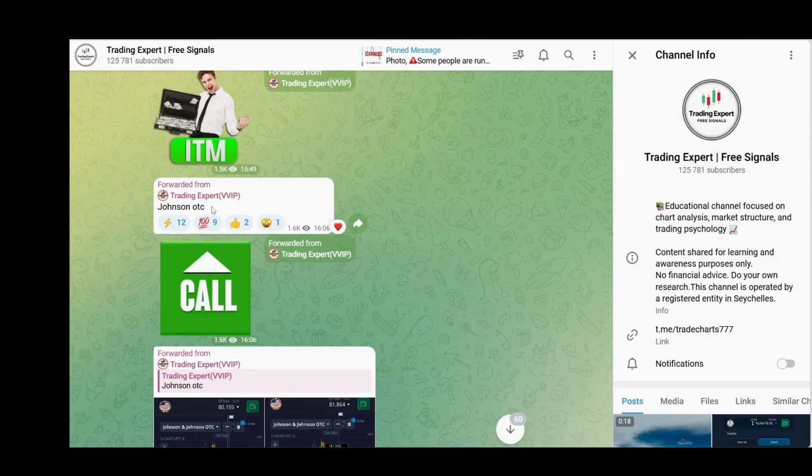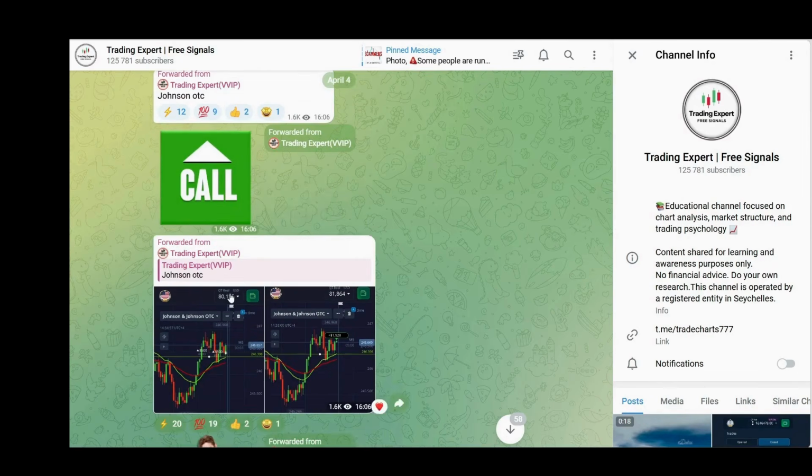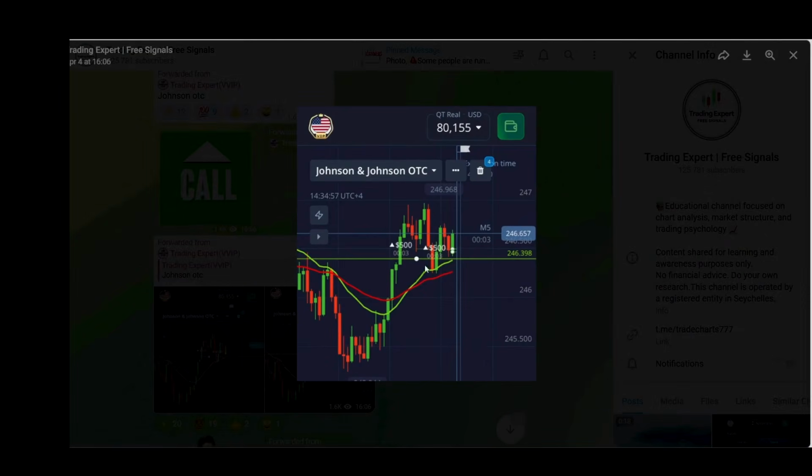Let's move on to the next trade, again on Johnson OTC for a call side move. You can see a strong uptrend along with a moving average. There was also a support level, and the previous candle was taking support from it. That's why we provided a signal for the upside move, and this was also an amazing win.